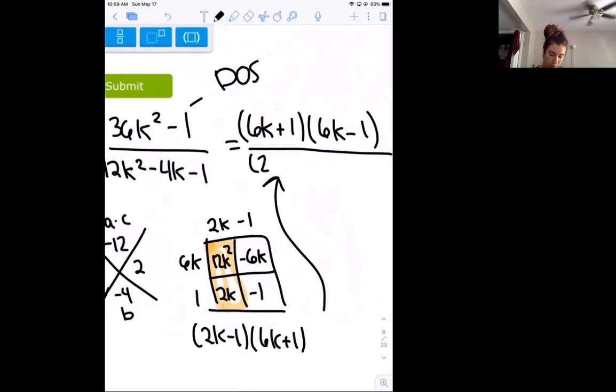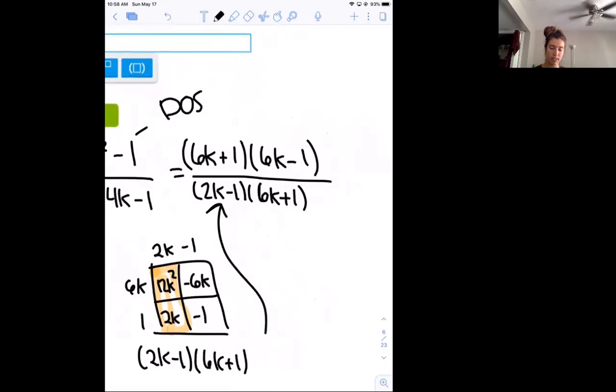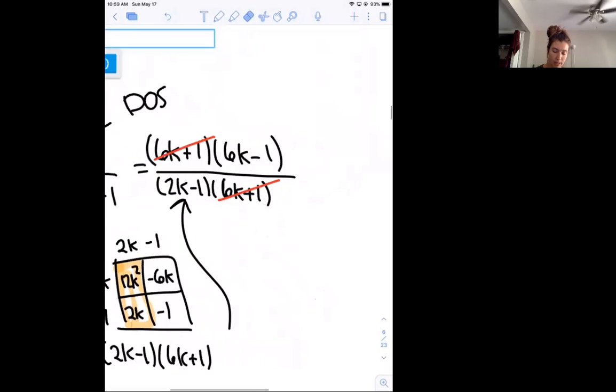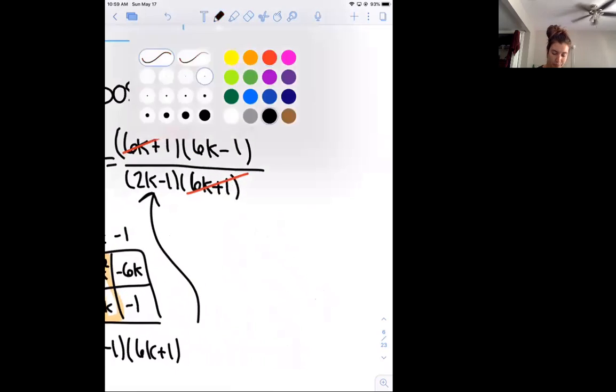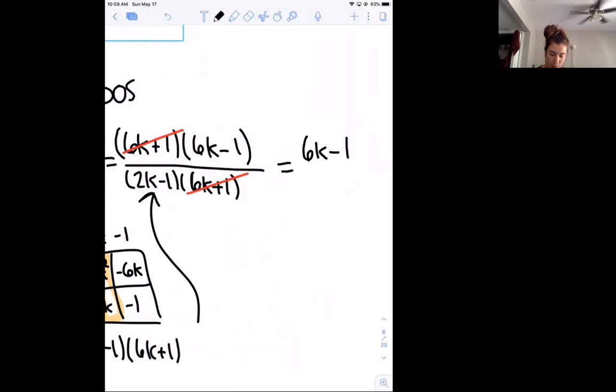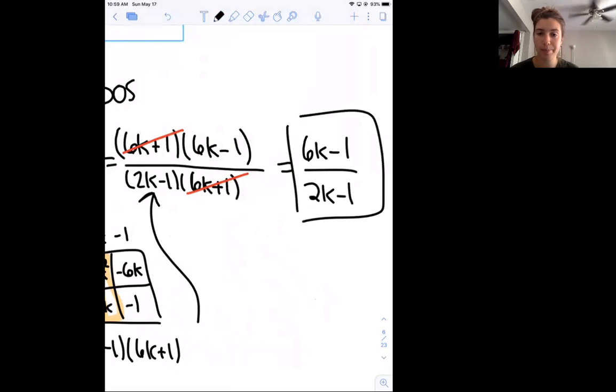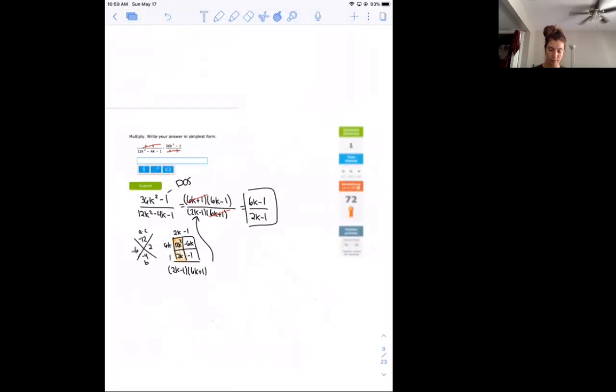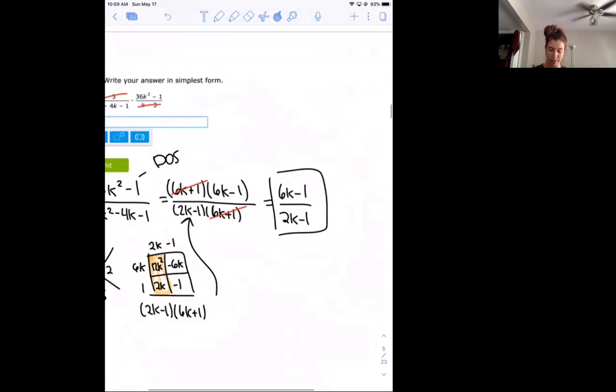So that's what I'm going to write up here in factored form. So I have 2k minus 1, 6k plus 1. Okay, and then we'll see that I have the same binomial on the top and the bottom, the 6k plus 1. So those can cancel each other off. And I'm left with, on the top, 6k minus 1, on the bottom, 2k minus 1. Again, I can't simplify anything else because they're being subtracted instead of multiplied. So that's going to be your answer. So all of this simplified down to that.